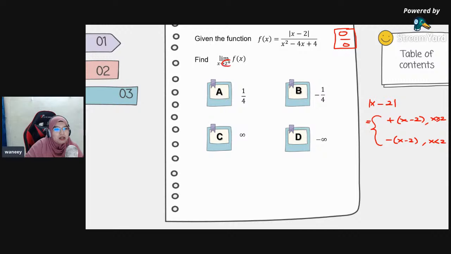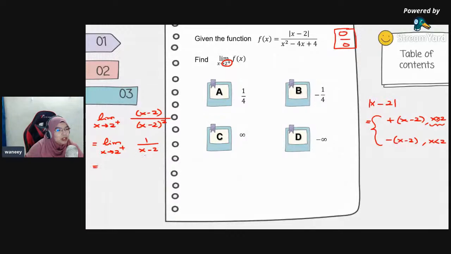As we are approaching 2 from the right hand side, that means we will use x greater than 2. So this one will become the limit of x approaches 2 on the right hand side. So function yang atas tu kita tukar jadi x minus 2 over. Okay, so in your numerator, when we substitute with 2, we are going to get 0. So that means x minus 2 is one of the factor. And in fact, you will get x minus 2 square.